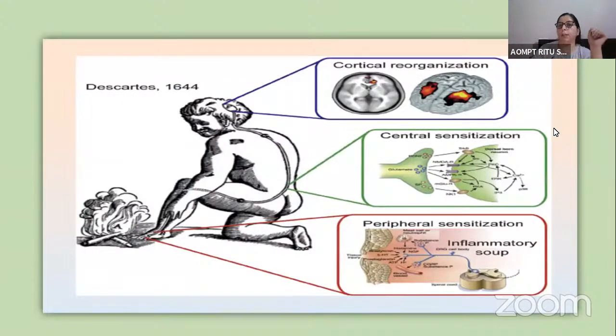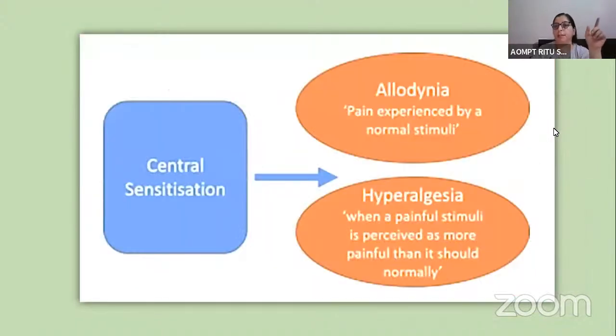So this is also how the central sensitization versus the peripheral sensitization, they both play a very major role in cortical recognition. And in this central sensitization, we have focused on two terms: allodynia, pain experienced from a normal stimulus, and hyperalgesia, when a painful stimulus is perceived as more painful than it should normally be. Pain experienced from a normal stimulus.